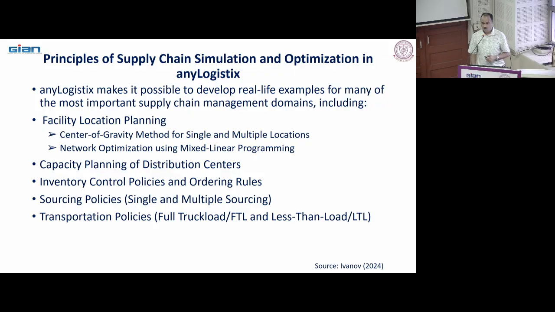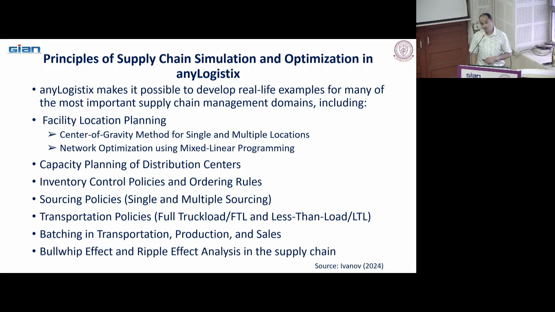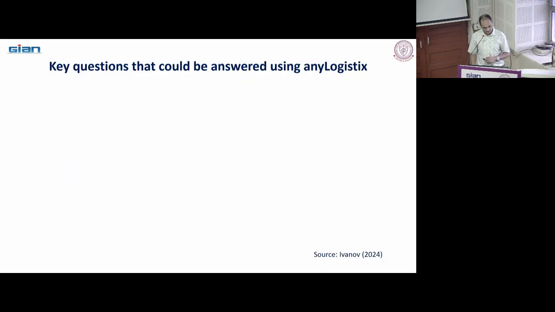Transportation policies, full truckload policy, less than truckload policy, and what could happen when you follow these kinds of policies. Batching in transportation, production, and sales, and bullwhip effect and ripple effect. You can also do this, because these are parts of your risk analysis.